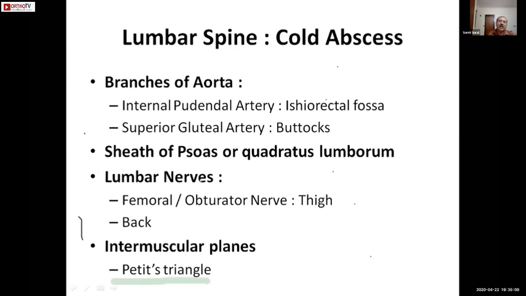It can follow the lumbar nerves. It can go along the femoral and obturator nerve into the thigh. It can go on the back. It can go along the sciatic nerve. Theoretically, it can go even as far as the popliteal fossa, or even follow the nerves to the toes, though I have not seen one onto the toe. Intermuscular planes, the Petit's triangle, is another favorite question we asked.